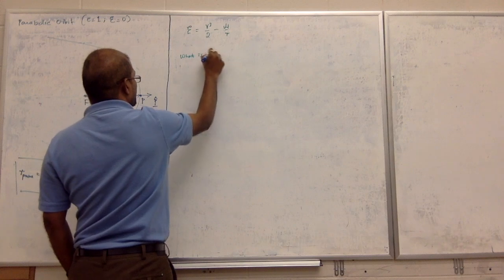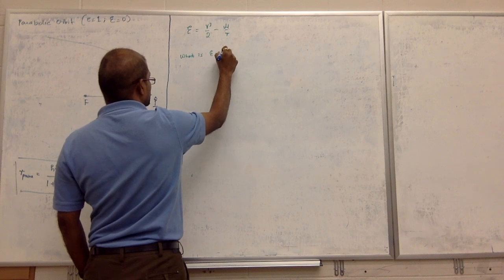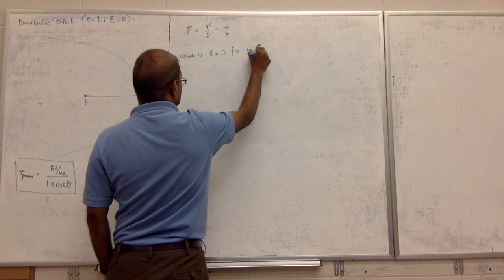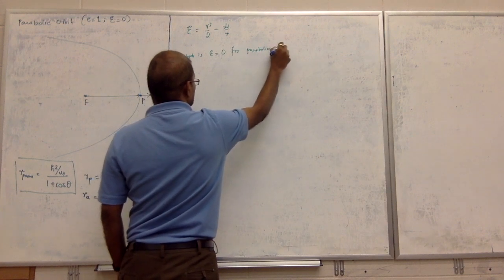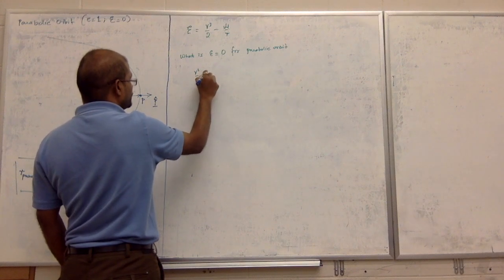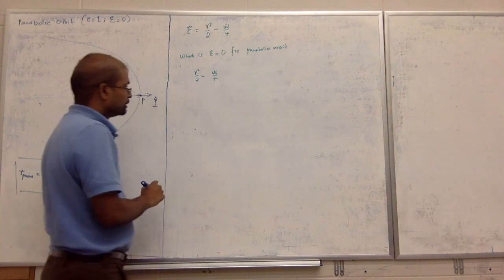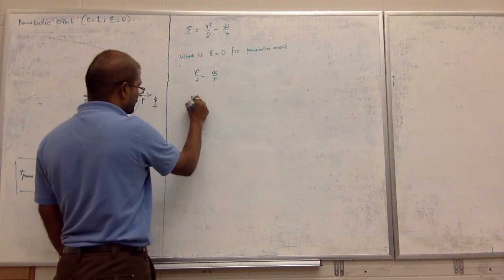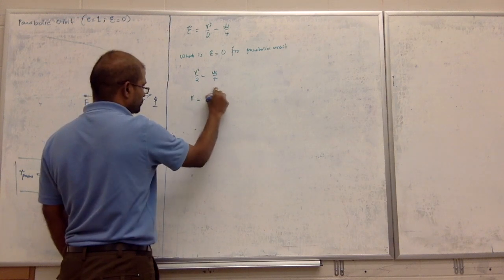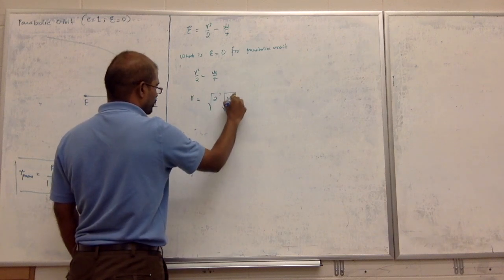What is epsilon? Epsilon is equal to 0, right? For a pure parabola. So you have v squared over 2 is equal to zero plus mu over r. What is this? So I can write this as v is equal to root of 2 into root of mu over r.